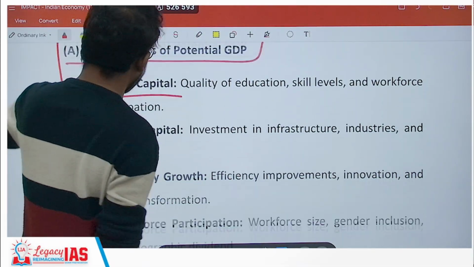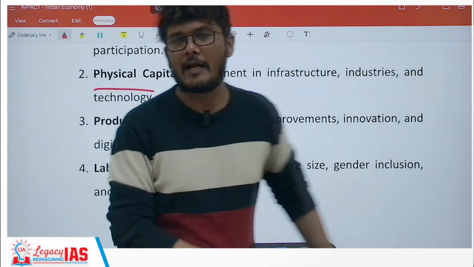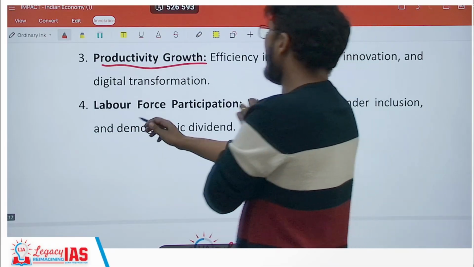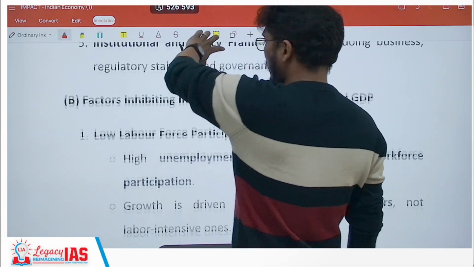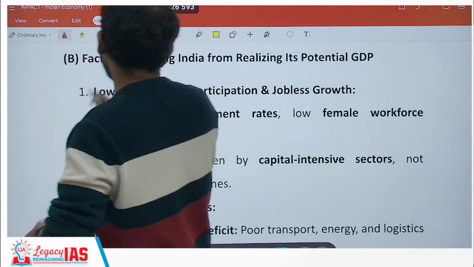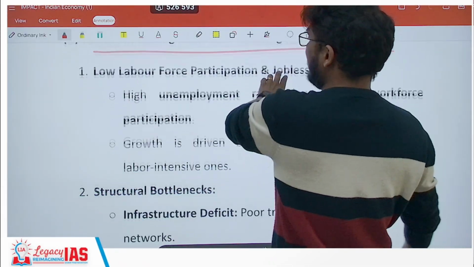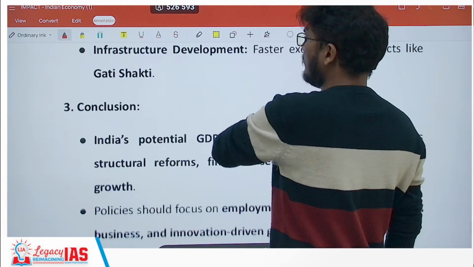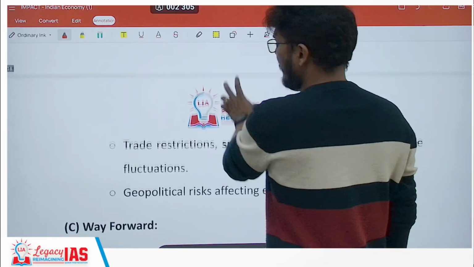So you write down what are the determinants: human capital, physical capital, productivity, output ratio, all those things you can mention. So directly you are mentioning all this, right? Then the question directly asks you the factors that are inhibiting India from realizing it: low labor force, structural bottlenecks, financial sector constraints, whatever it is, all those things you should mention.